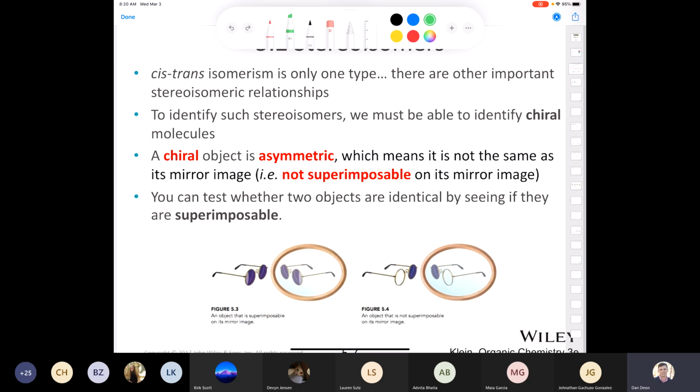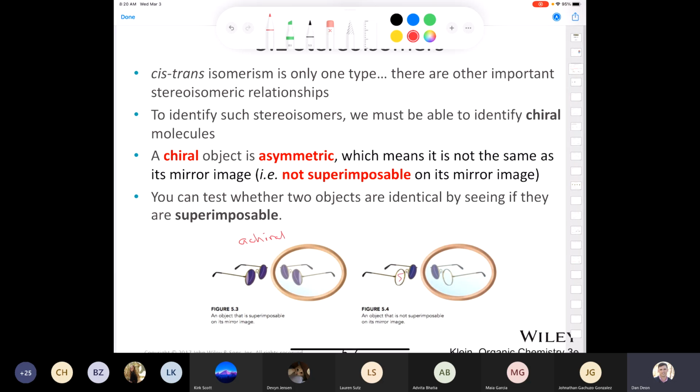Okay? If you take a look at the example that's shown down here, we have this pair of John Lennon glasses, so to speak, and you can see that this pair of glasses is superimposable upon its mirror image. So it is not chiral, and we say that it would be achiral is the word that we use for that, okay, which means it's not chiral.